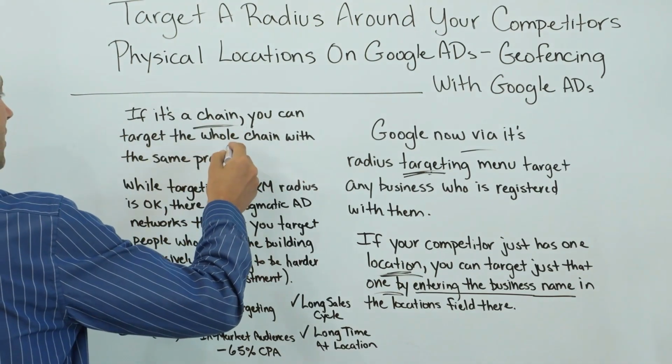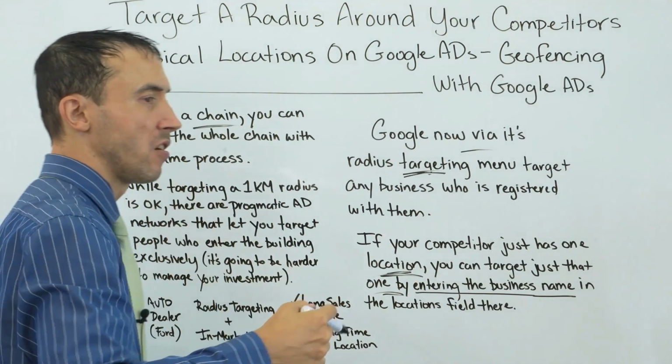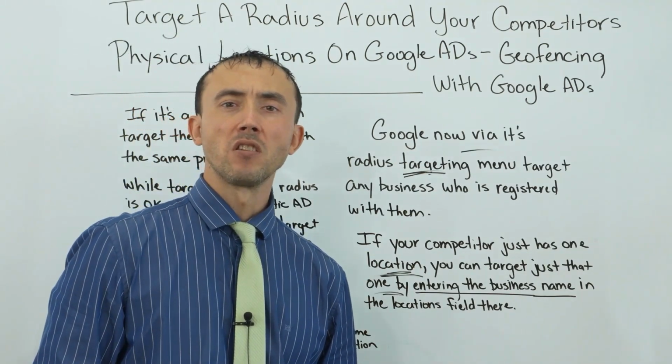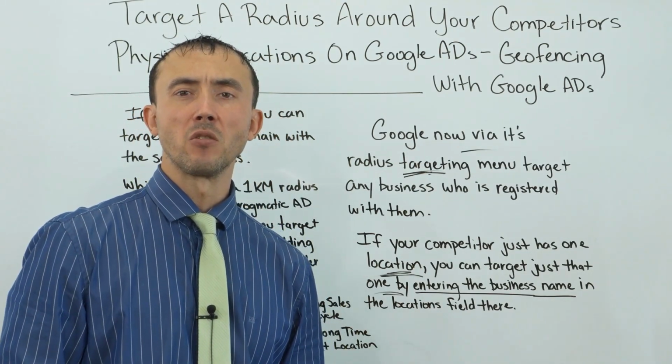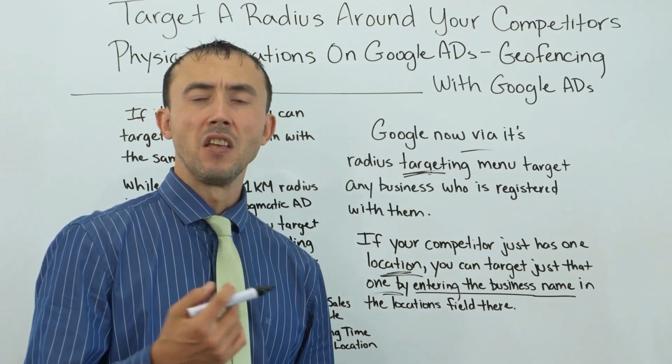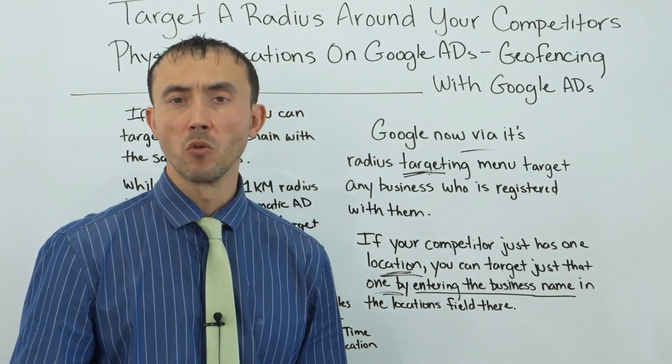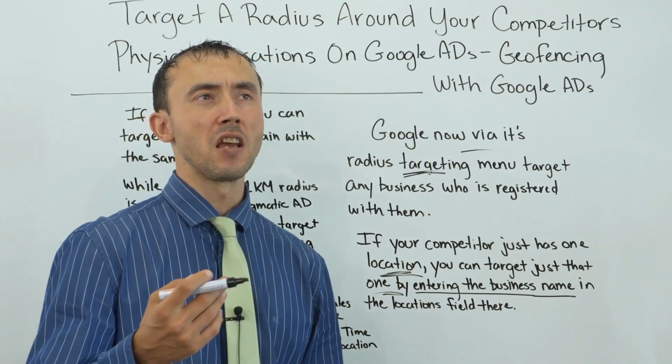And with that said, if a competitor of yours is a chain, let's say you have a local coffee shop and you want to target a 1 kilometer radius around every coffee shop in the area itself. You could, or should I say, across the world if you wanted to do that. I want to take a step backwards here.